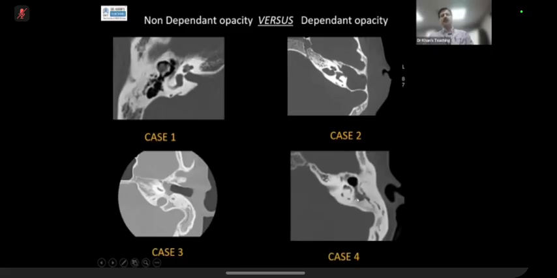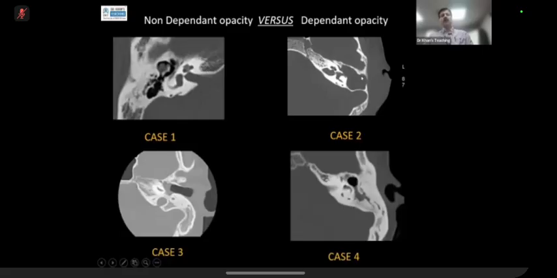On the other hand, this is a non-dependent opacity. If you can see, acute over chronic mastoiditis can also cause bony destruction. But if you see, there is a fluid level here, and this is a non-dependent opacity. Now, our specificity to say that this is a cholesteatoma is not very good on a CT scan, but here we can be less confident. Here we are more confident.